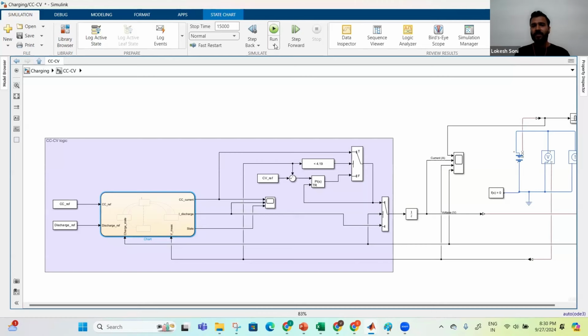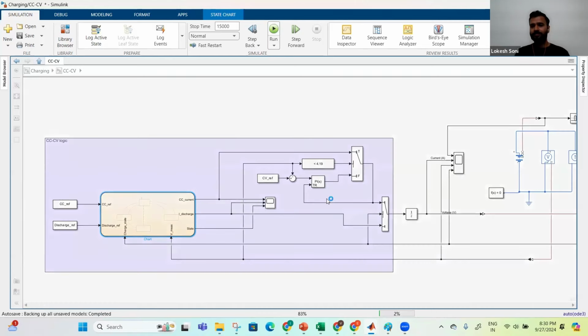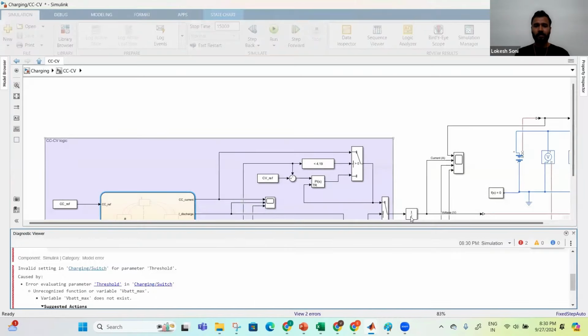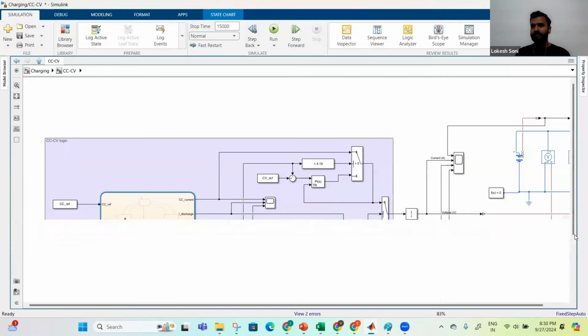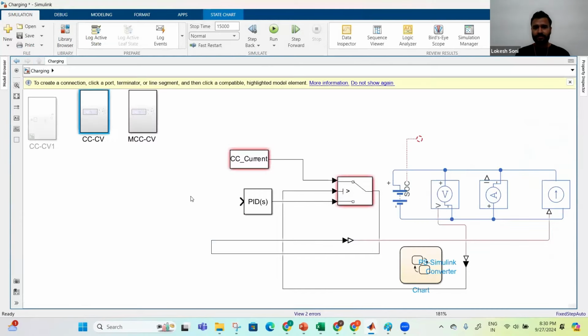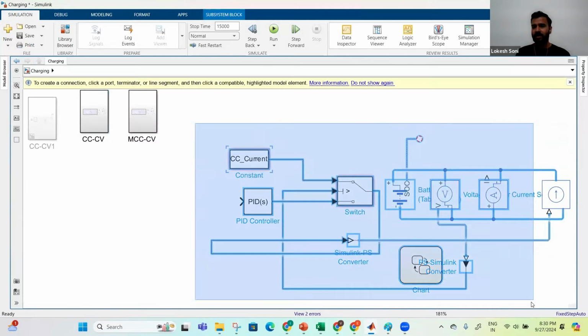Okay, so if I run the model, what is this? One second, guys.